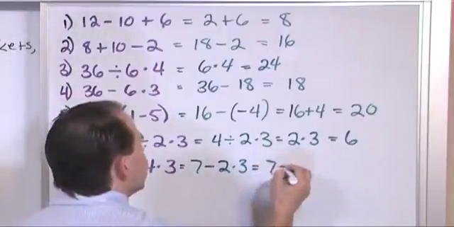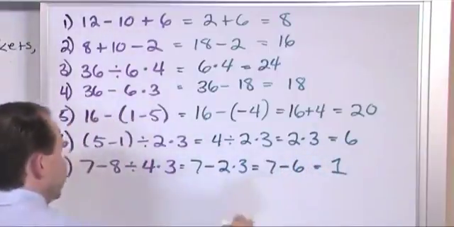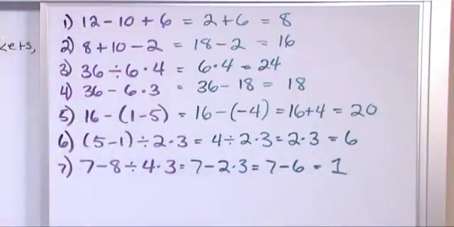So I rewrite it again. 7 minus 2 times 3 is 6. And now it's simply 1. 7 minus 6 is 1. You see, everything is easy once it's explained to you. You might look at order of operations and get intimidated, but once you see enough problems, you start to get comfortable with this process.